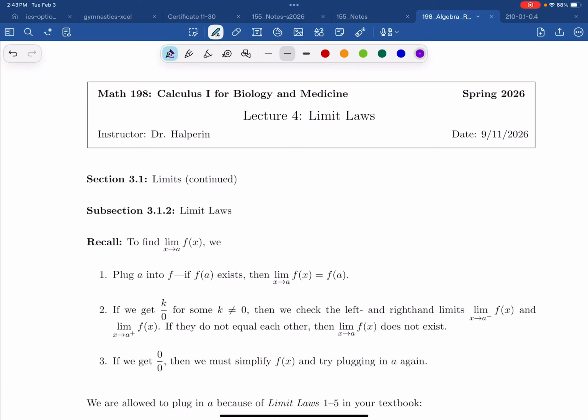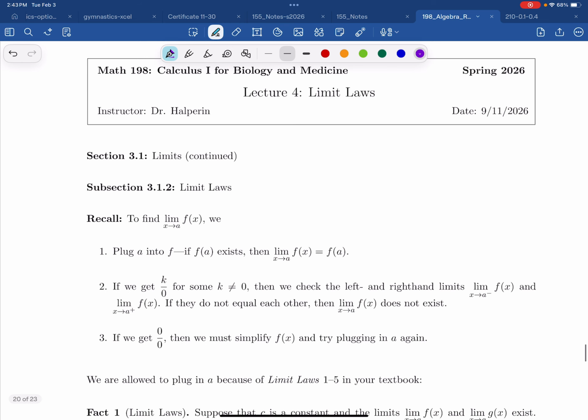Today we're going to continue learning techniques for finding limits as x approaches a value of a function, and we're going to expand what that value could be. We've always considered x approaching a real number. By the end of this, you'll learn how to find limits when x is approaching infinity or negative infinity.